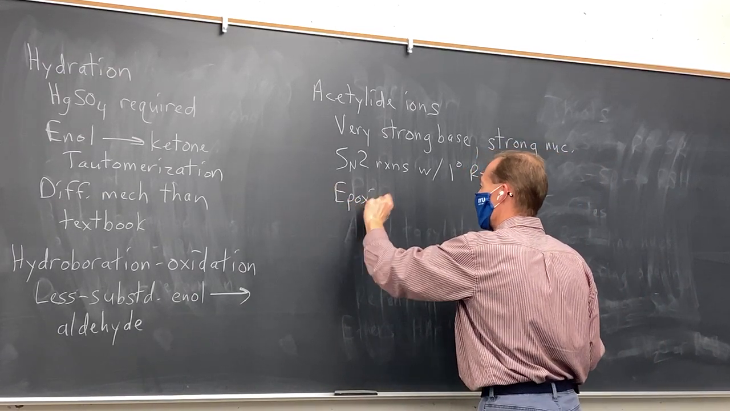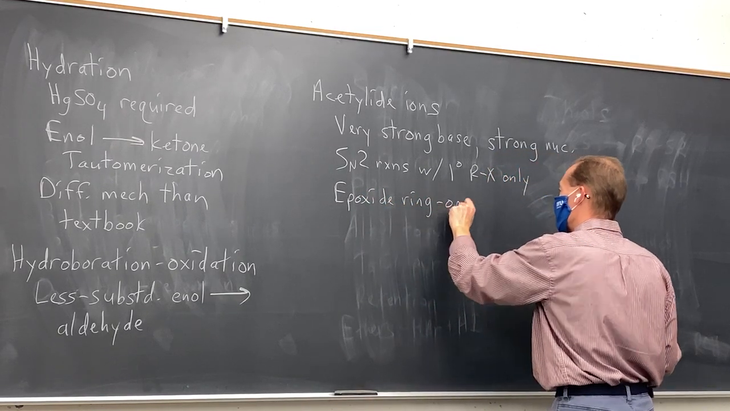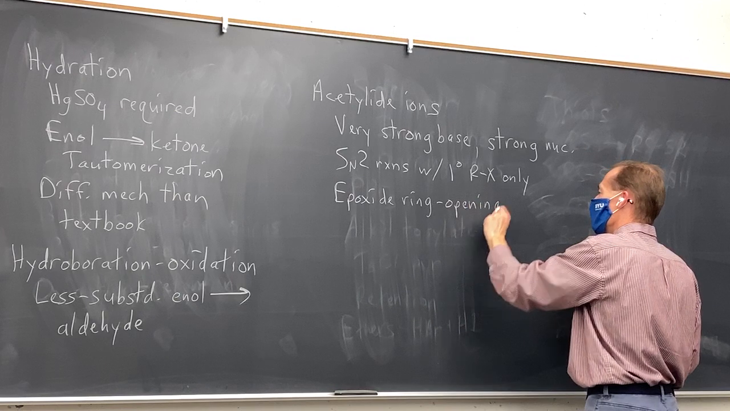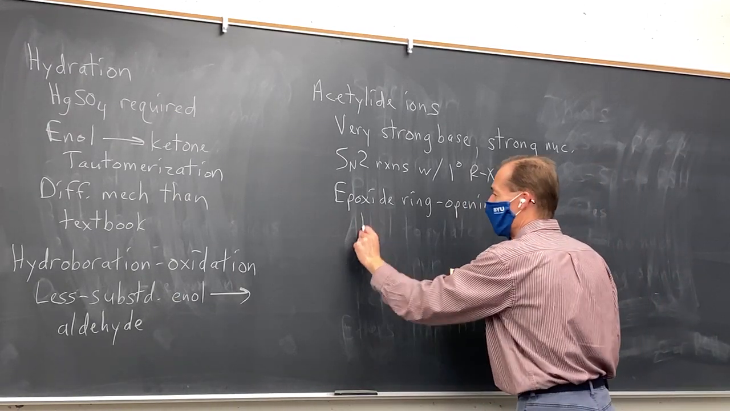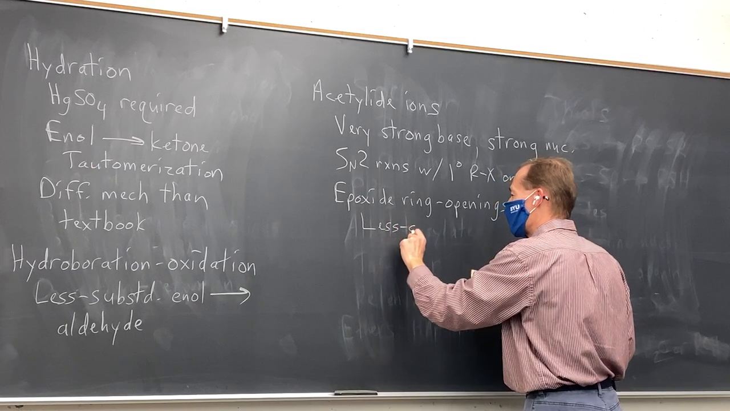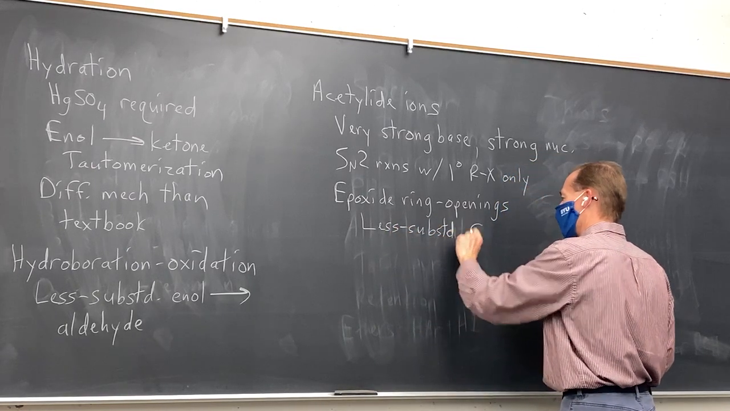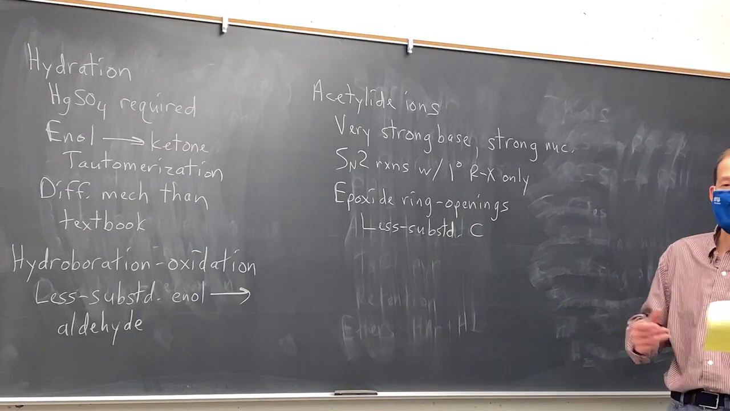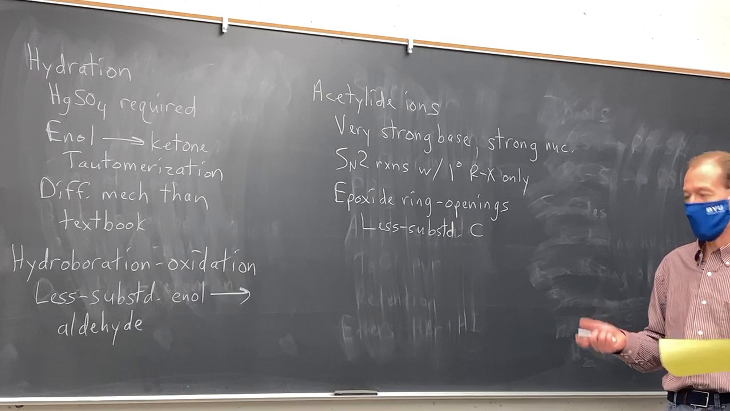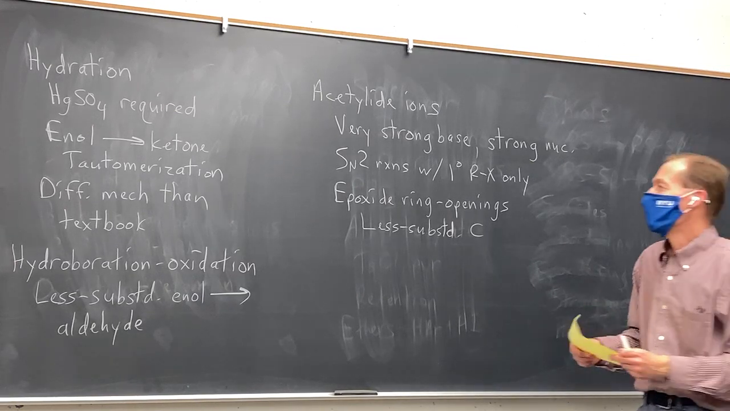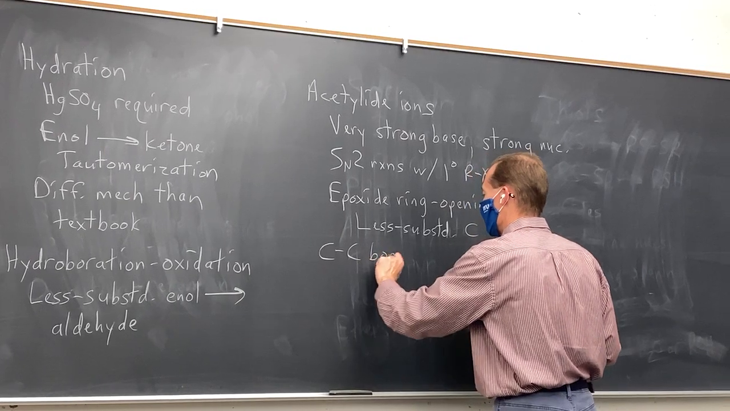So SN2 reactions only with primary alkyl halides, but then you can also perform epoxide ring openings with acetylide ions. Because it's a strong nucleophile, you're going to open the epoxide at the less substituted carbon in the SN2 process. So these reactions are very, very important because they allow us to form carbon-carbon bonds.